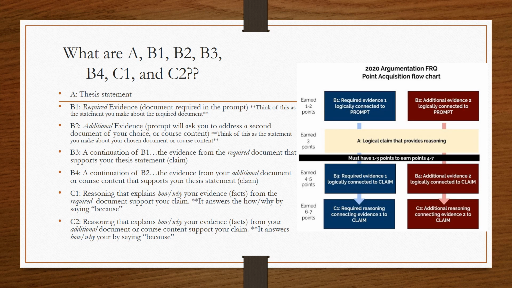Now, the other part that gets you that extra 1 or 2 points is going to be your reasoning that explains the how or the why. So C1 is going to be the reasoning that explains the how or why your evidence or facts from the required document support your claim. And the C1 goes with B1 and B3. And then the C2 is the reasoning that explains how or why your evidence and facts from your additional document or course content support your claim. Okay, always you're answering why these things are important by saying because. This will make more sense as we move forward.